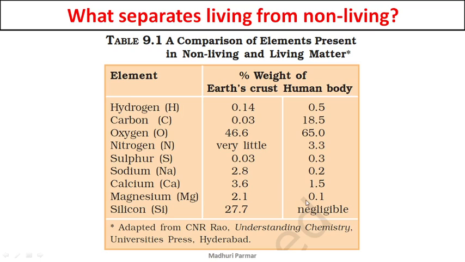Magnesium is higher in the soil and less in the human body, followed by silicon, which is 27.7. Silicon along with oxygen makes silicon dioxide, which is sand, right? So sand is of course present more in Earth's crust, and very negligible, very less in the human body, which is why you see this difference. So even without labeling, if I give you two samples and this table, you should be able to say which one is the living system or living matter and which one is the non-living matter.